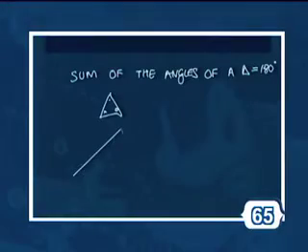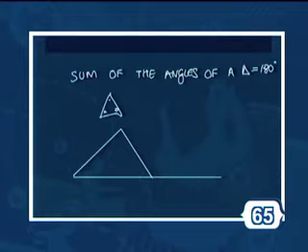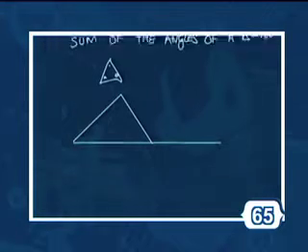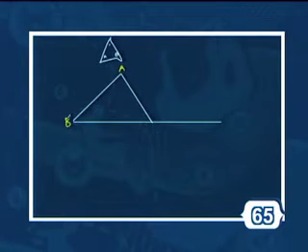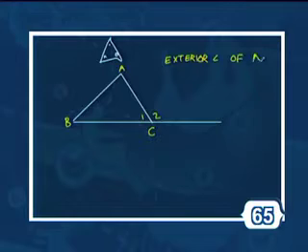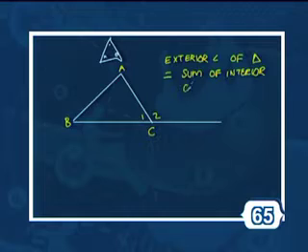And then another important theorem that we use over and over again is the exterior angle of a triangle. So if I draw a triangle as follows, we'll call this triangle A, B, C, and we'll call it C1 and C2. Now, what the exterior angle of a triangle says is that the exterior angle of the triangle will be equal to the sum of the interior opposite angles.